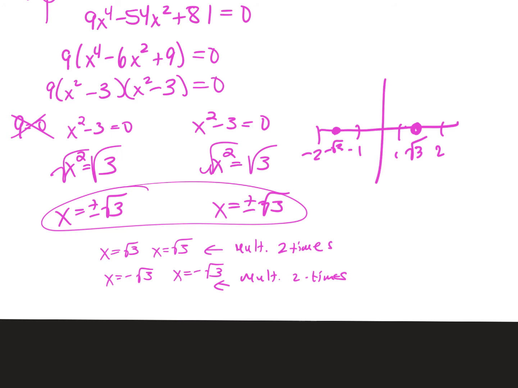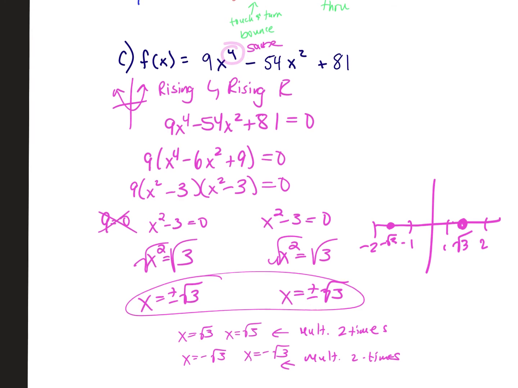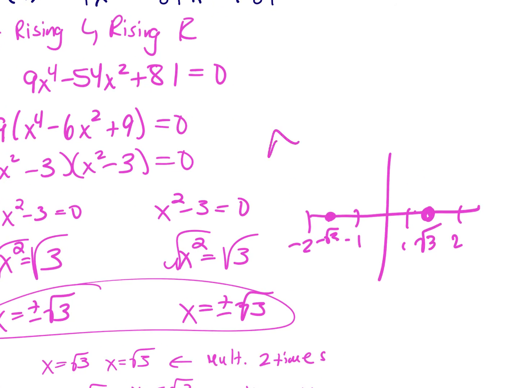All right, now think about it. We're just doing a general sketch. What was the end behavior of this graph? They both were going up, right? And what is happening at negative and positive root 3? Does it go through or does it touch and turn? Why does it touch and turn? Because you have multiplicity 2 times. Good. So I'm going to come down here and I'm going to touch this root and then I'm going to bounce back up. And then I'm going to go up to whatever, it doesn't matter. And then we're going to come back down and then we're going to bounce back up.